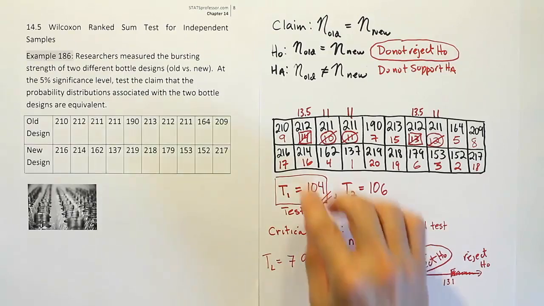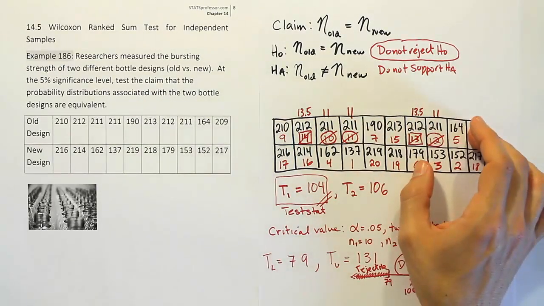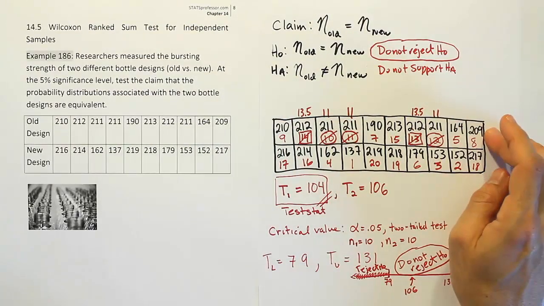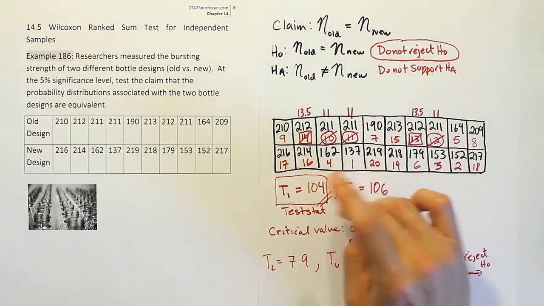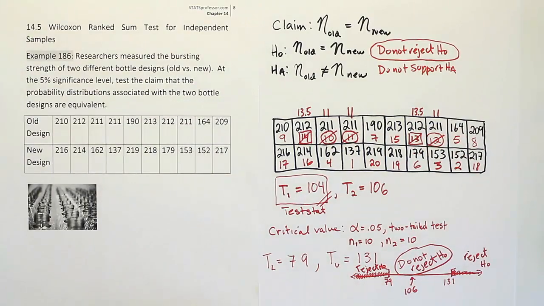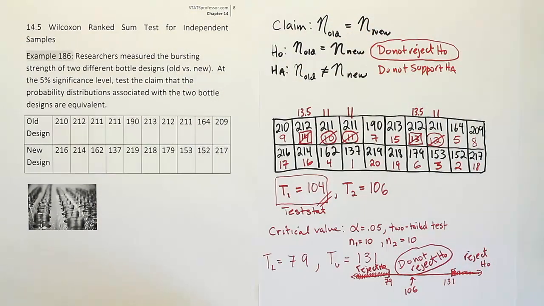The idea behind this test is pretty simple. If one of the bottles had a much higher bursting strength, it would have all the big numbers in its row. And because it had all the big numbers, it would have all the big ranks. But you see these rank totals are almost identical, meaning there's very little difference between the bottles overall, it seems. And so for that reason, it seems like this is a valid conclusion that we shouldn't reject HO. We should say that essentially they seem to be equivalent. And that's the end of our procedure.